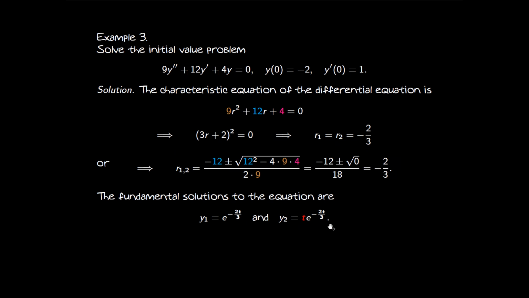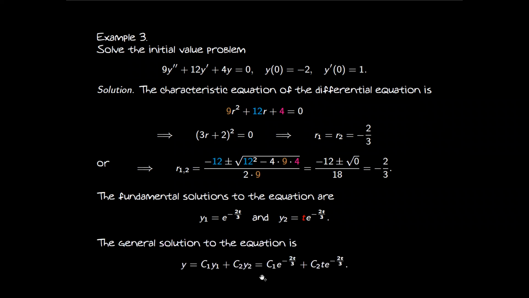And for the second fundamental solution, we understand we have to give a multiple of t to the first fundamental solution. So you're going to get t e to the negative 2t/3 over here. Therefore, the general solution is just the linear combination of these two. Now, because this is an initial value problem, we have to apply the initial conditions.